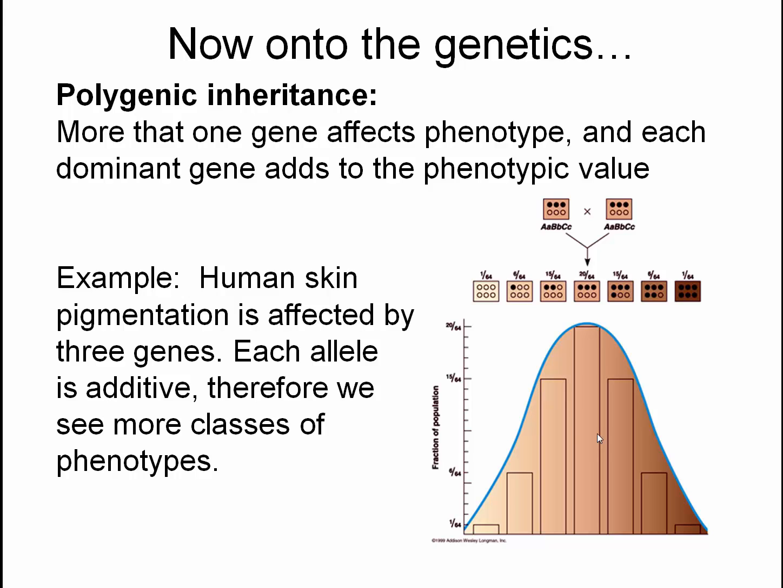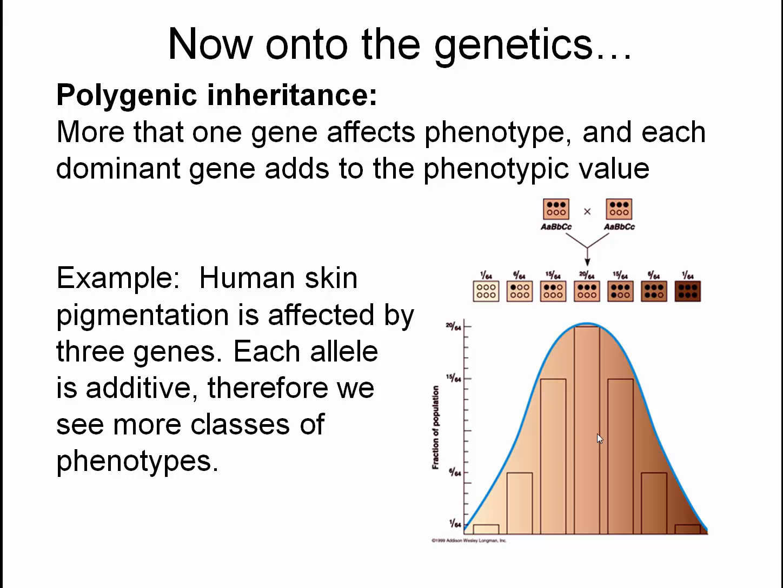So if we're talking about polygenic inheritance, what we mean by that is more than one gene can affect the phenotype, and each dominant gene adds to the phenotypic value. And what they mean by dominant gene here is each increaser allele adds to the phenotypic value.